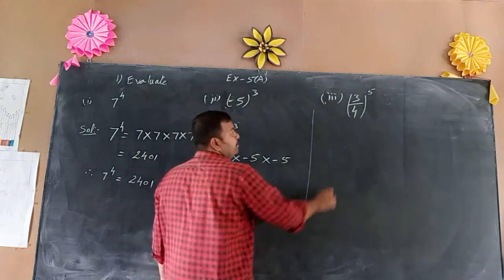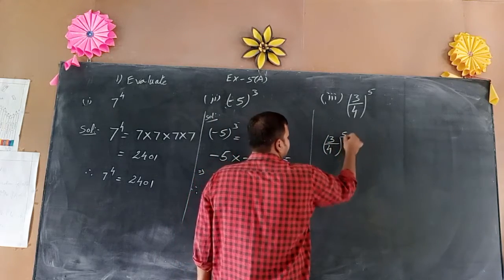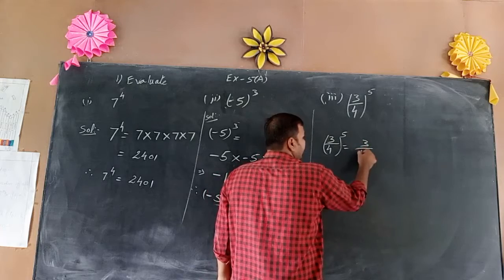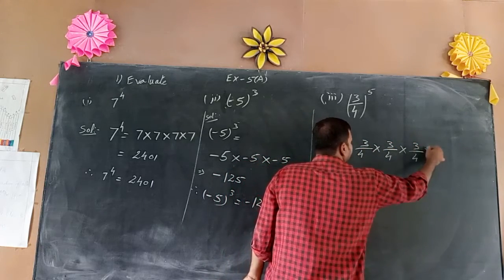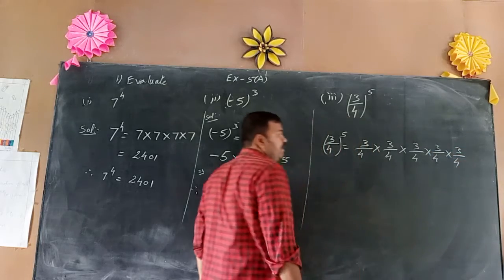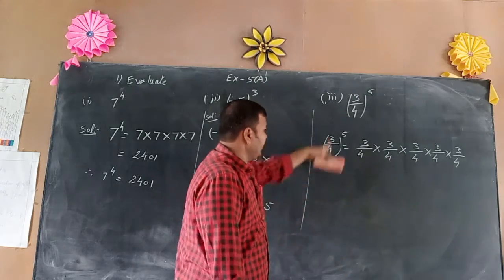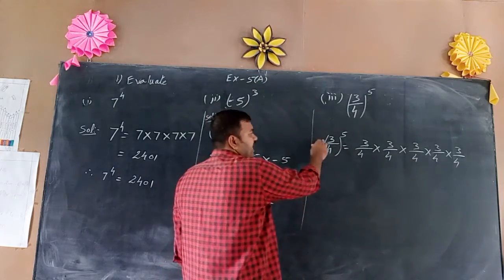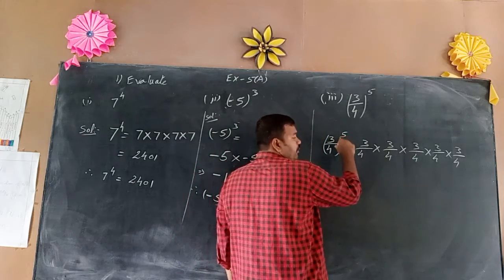Next sum is 3 by 4 whole to the power of 5. 3 by 4, we have to repeat 5 times: 3 by 4 into 3 by 4 into 3 by 4 into 3 by 4 into 3 by 4. What fraction is given, we have to repeat. If a sign is given, that sign also we have to multiply 5 times. Why 5 times? Because the power is given as 5.